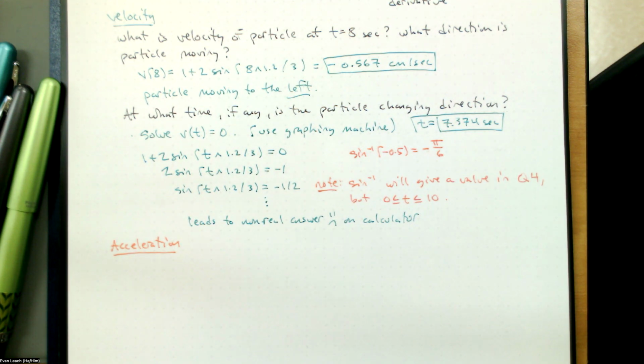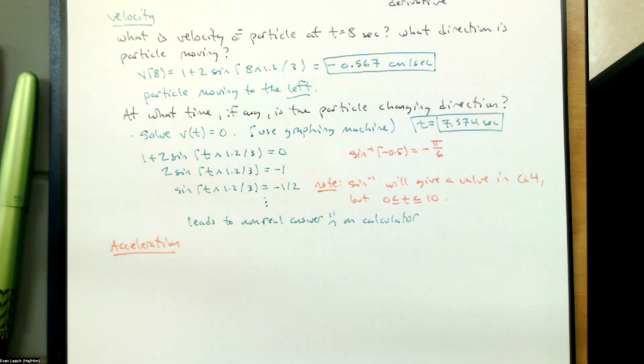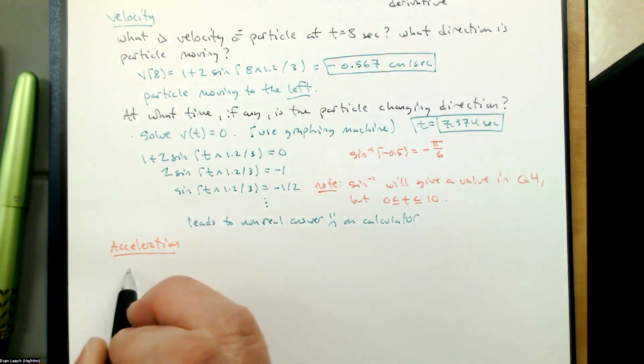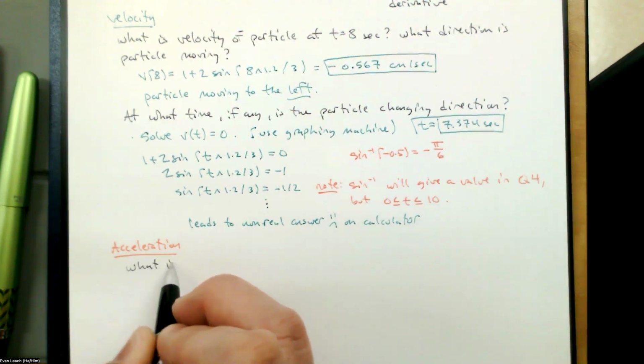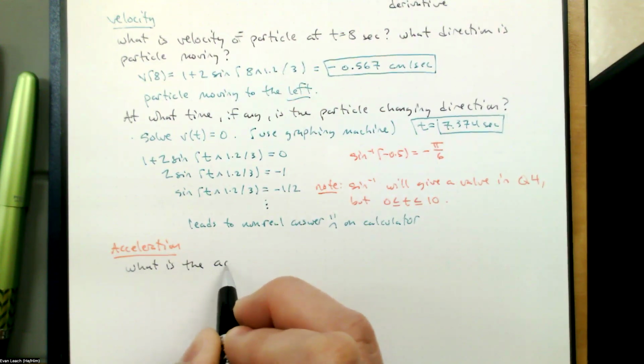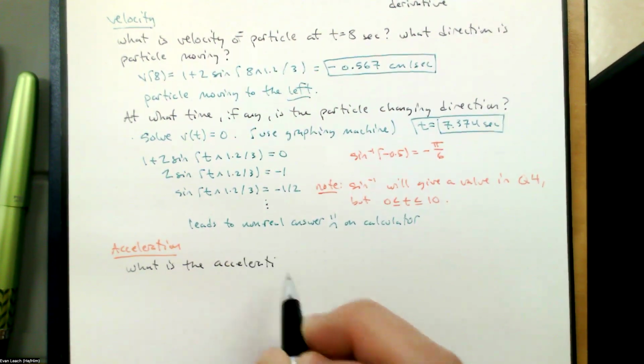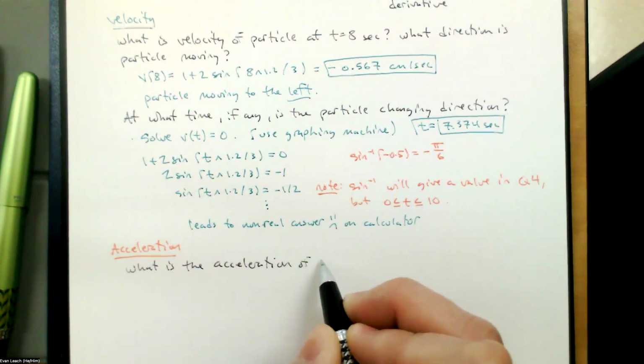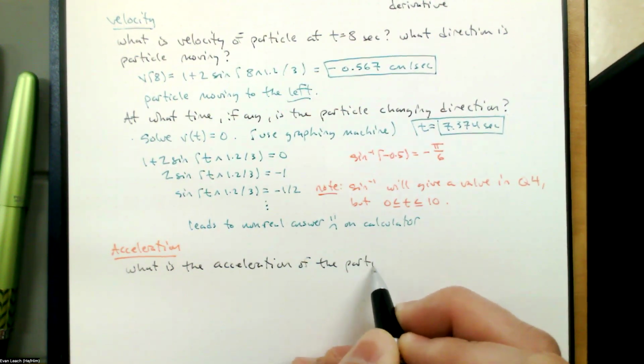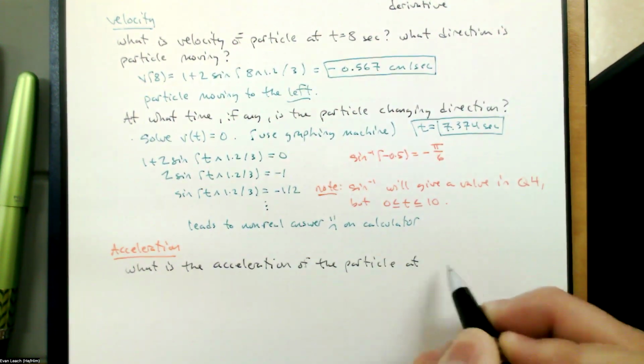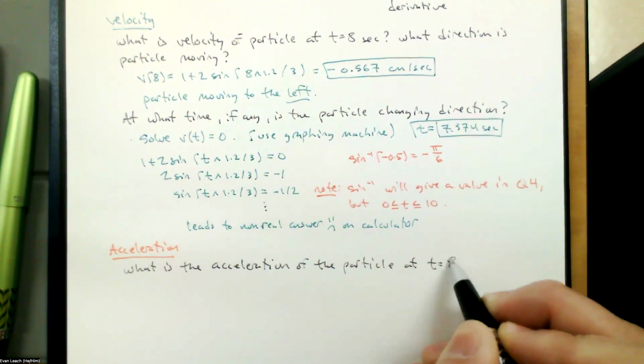In the category of acceleration, the velocity questions are questions about the given function itself. Acceleration questions are going to be about the derivative of the given function. So acceleration questions are about the derivative of the function. So I might say something like, what is the acceleration of the particle at t equals 8 seconds?